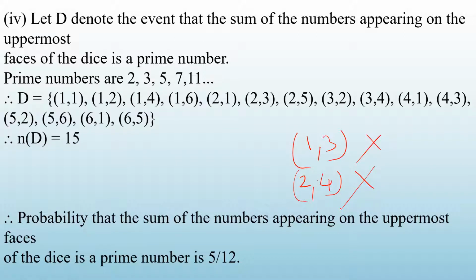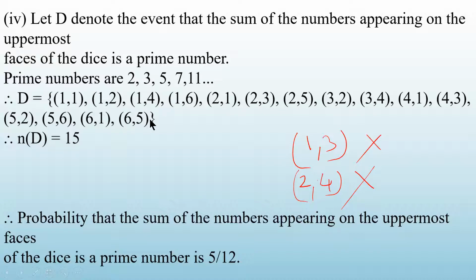What about 2, 5? 2, 5 आएगा? Yes. So I have written here 2, 5. Okay. 2, 6? No. Look at the next row. 3, 1? No. 3, 2 आएगा? Yes. 3, 3? No. 3, 4. 3, 5 भी नहीं, 3, 6 भी नहीं. Okay, for the same reason. Then 4, 1, 4, 3, 5, 2, 5, 6, 6, 1 and 6, 5. These will be the only sample points in the event D.